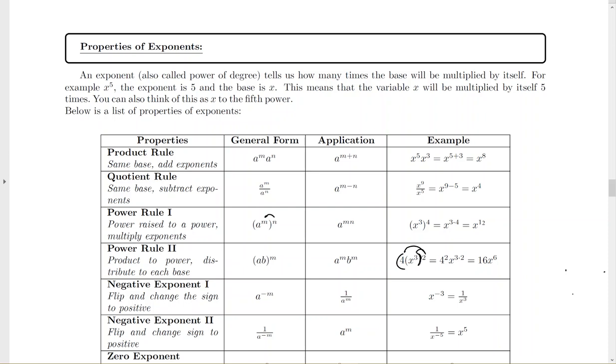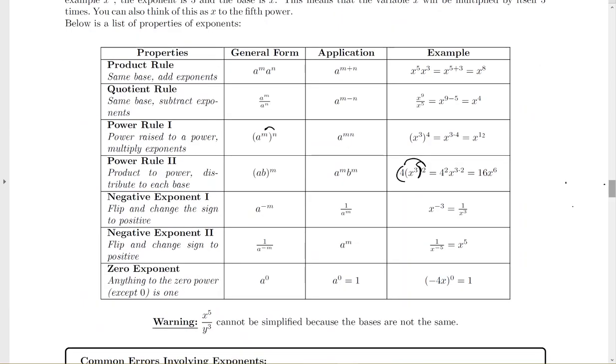For a negative exponent, that's going to be a little bit different. They call it a flip and change the sign. It's taking the reciprocal of your base. So if my base is a, the reciprocal is 1 over a, and then you raise it to the positive m exponent. So you flip it and change the sign to a positive. Flip the base, change the exponent sign to a positive. So x to the negative 3 becomes 1 over x cubed.